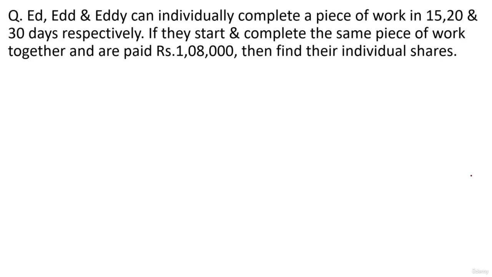Okay, so let's understand. If Ed and Eddie start working together, we'll find out their efficiencies. 15, 20 and 30. The LCM will be 60 units. तो इसका efficiency हो गया 4, इसका हो गया 3 और इसका हो गया 2 units, right?